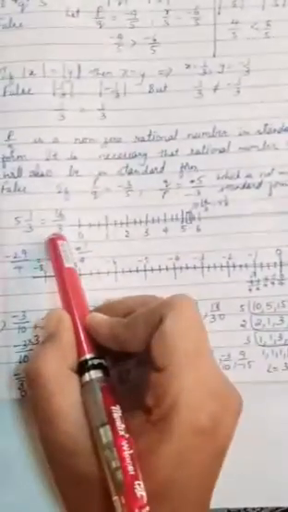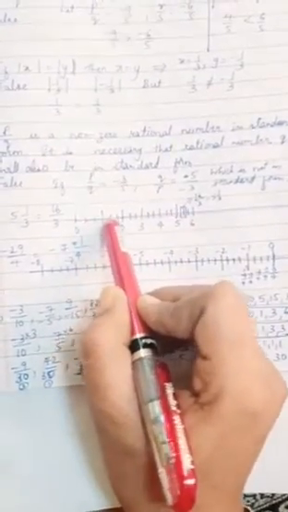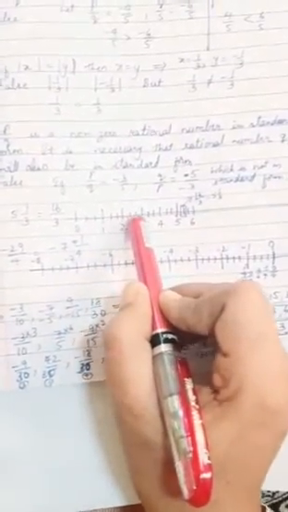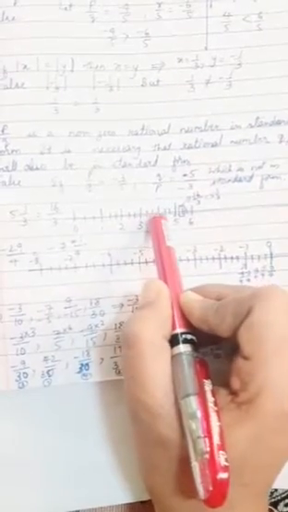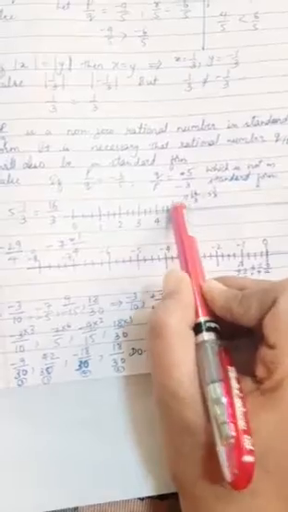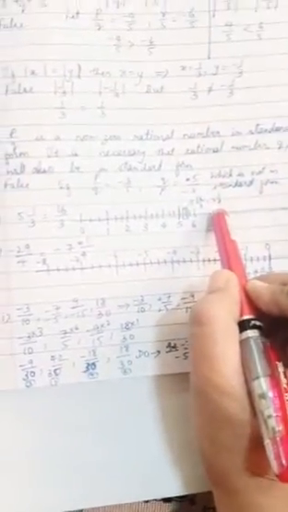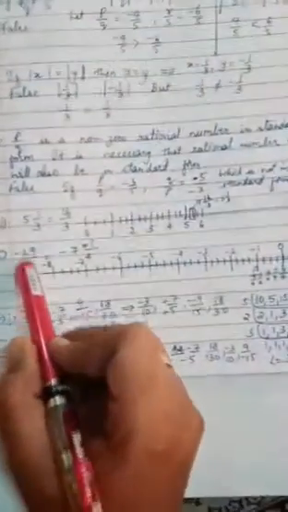Now I have to represent 16 by 3. After 0 we have to count 16 divisions to the right of 0. So 1, 2, 3, 4, 5, 6, 7, 8, 9, 10, 11, 12, 13, 14, 15, 16th division will be 16 by 3 or 5 1 by 3. In the same way, minus 29 by 4.